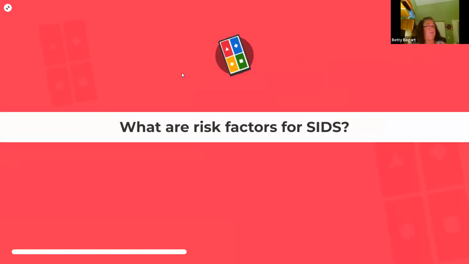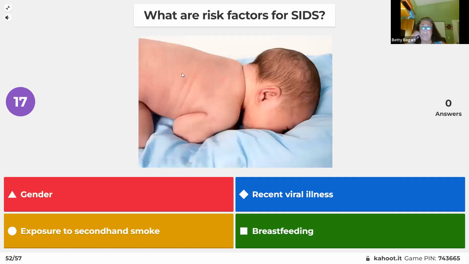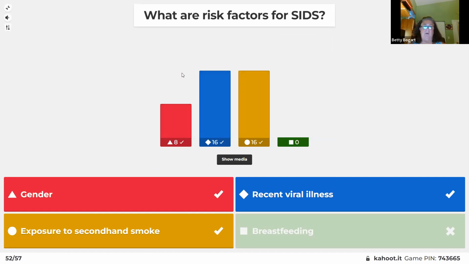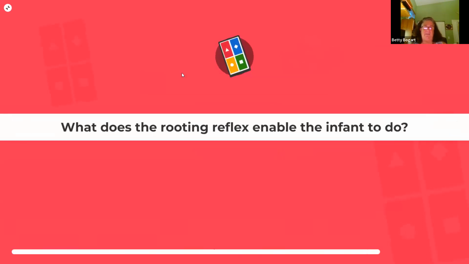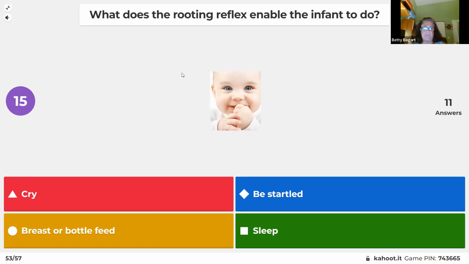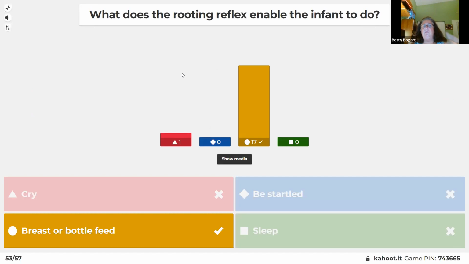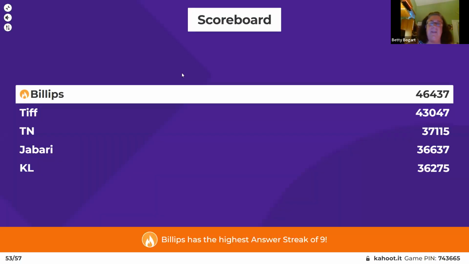A multi-select. What are risk factors for SIDS? Boys are more than girls, so gender is. Smoke, absolutely. Recent viral infection, yes. Actually, breastfeeding an infant decreases the risk for SIDS. Very good. What does the rooting reflex enable the infant to do? Remember, that's the stroking of the cheek. They put their mouth towards the breast or to the bottle so they can eat. Very good.